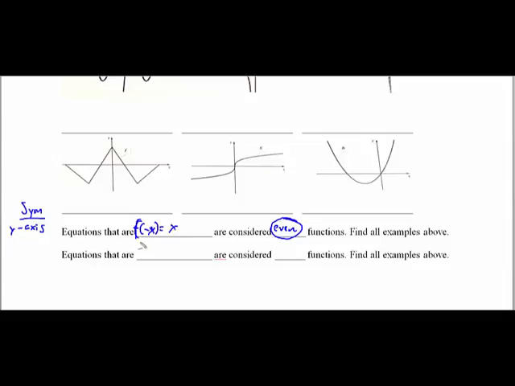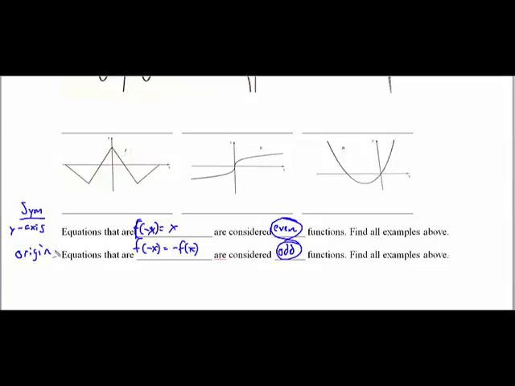Now, equations where f of negative x is the same as negative f of x are considered odd functions. Another way to look at it, if I have a negative x and a negative y, then this would be origin symmetry. Origin symmetry would be these problems in terms of the graphs up above: 2, 5, and 8. 2, 5, and 8 are my odd functions in the problem.